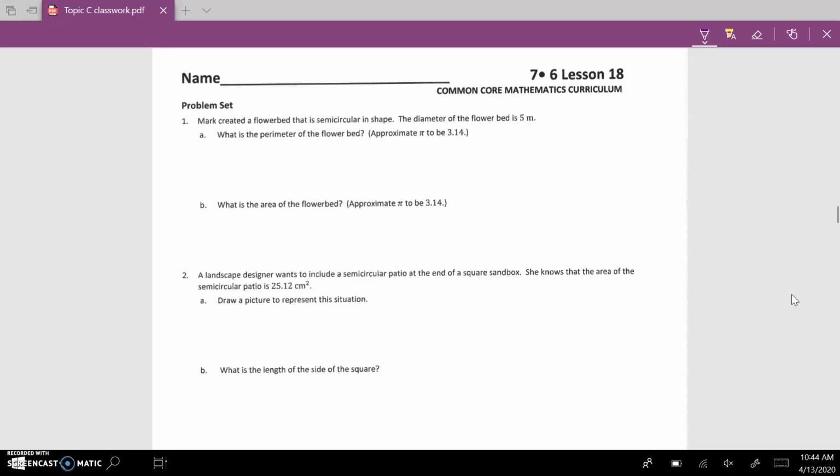But in number 1, it says Mark created a flower bed that is semicircular in shape. The diameter of the flower bed is 5 meters. Okay, so you have to draw a picture to help you out here. So it's a semicircle, and the diameter, so all the way across, is 5 meters. Now remember, in part B, when they ask you for the area, you will need the radius. So you'll have to figure out what the radius is if the diameter is 5 meters.